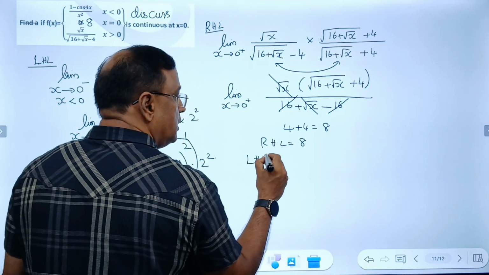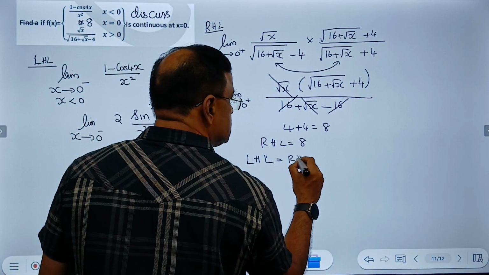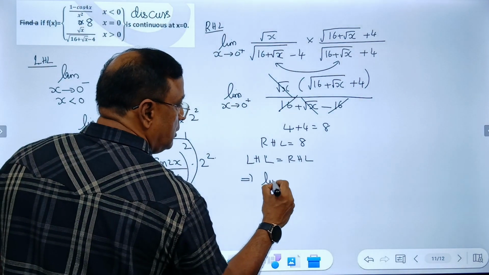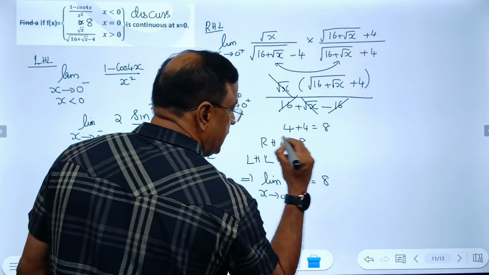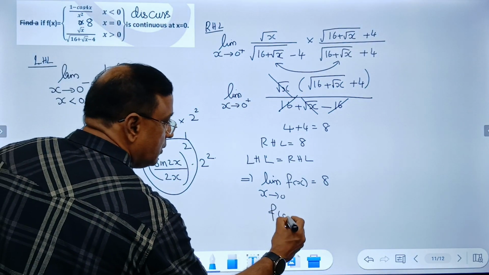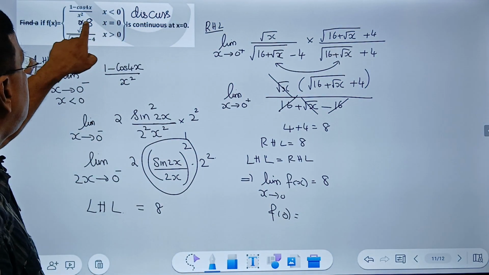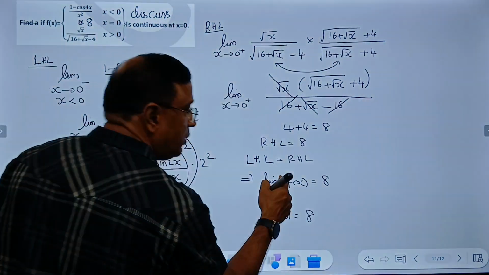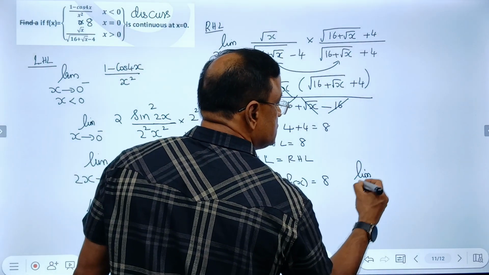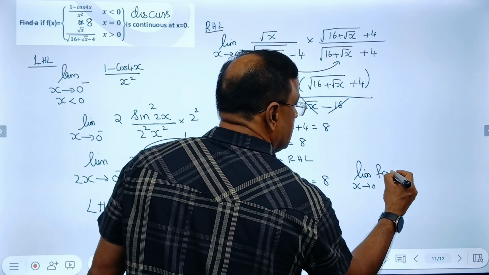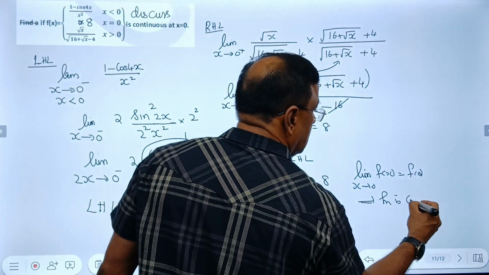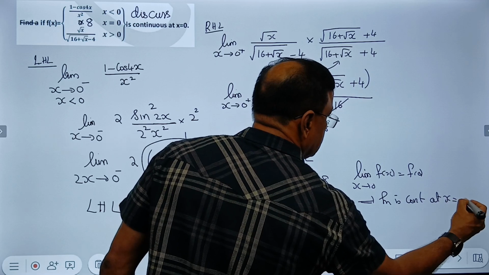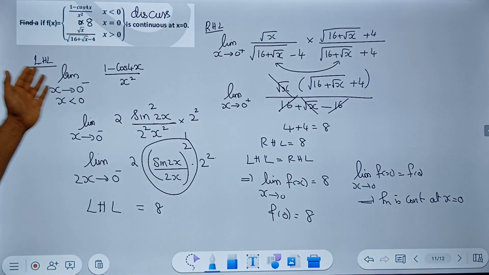Now LHL equal to RHL. If LHL is equal to RHL, what do you say? Limit x approaches to 0, f of x exists. And what is that? It's 8. Now what is f of 0? Very clearly it's given when x is 0, f of 0 is 8. What do you say about both? Limit x approaches to 0, f of x equal to f of 0. This implies the function is continuous at x is equal to 0. Very simple.